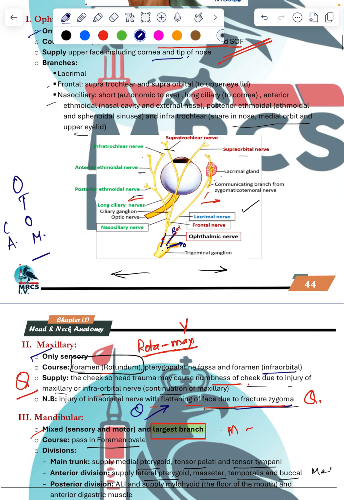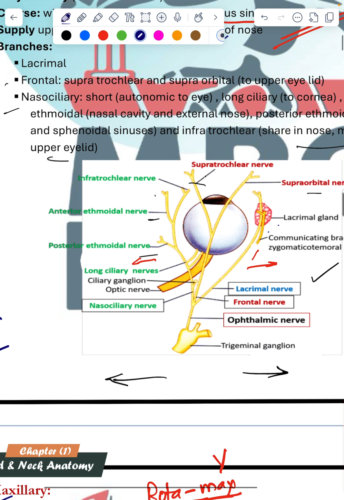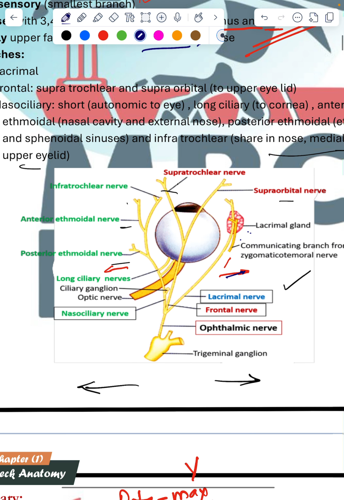So if you go and see here, you can see the trigeminal ganglion, ophthalmic division passing through the superior orbital fissure, and now dividing on the medial side and lateral side. This is on the lateral side. There is the lacrimal gland. It is the lacrimal nerve. Above, the nerves are supratrochlear and supraorbital. On the medial side, you go anterior ethmoidal towards the nose, and infratrochlear here.